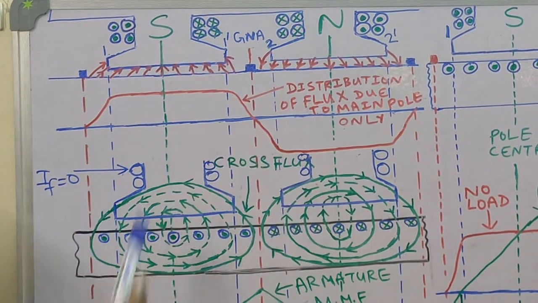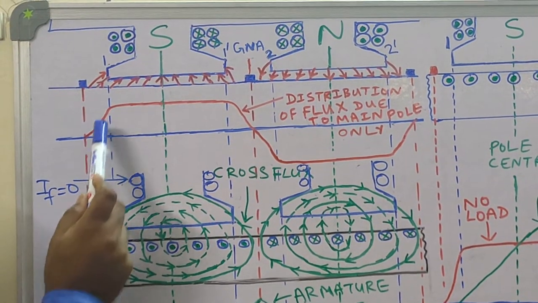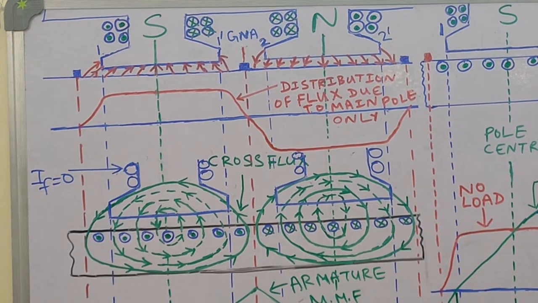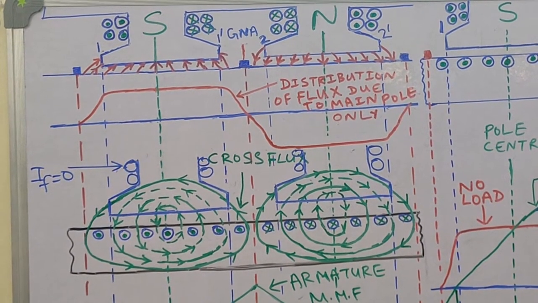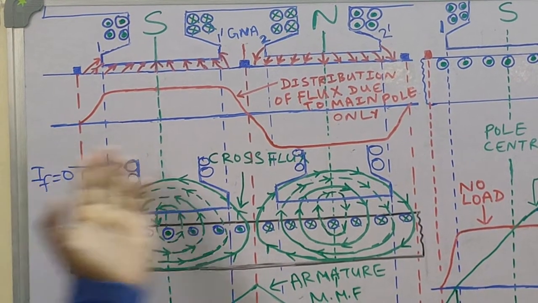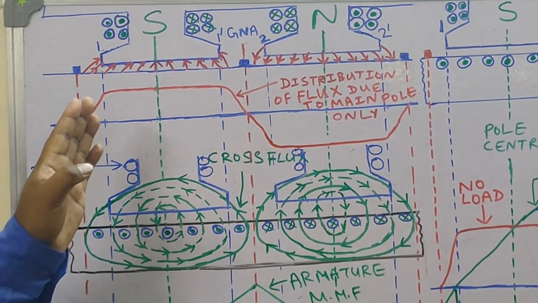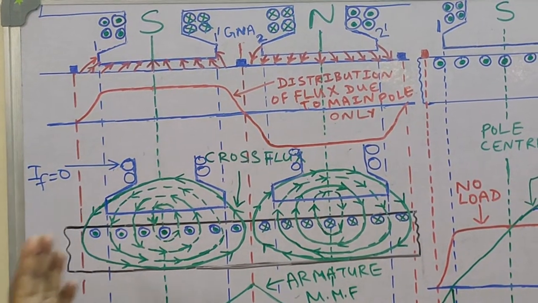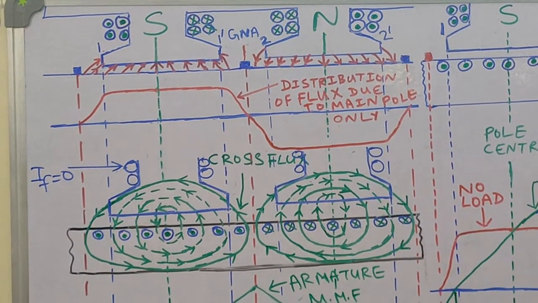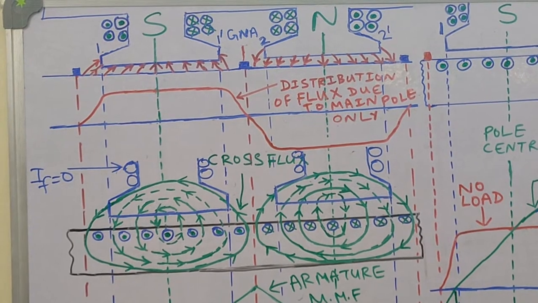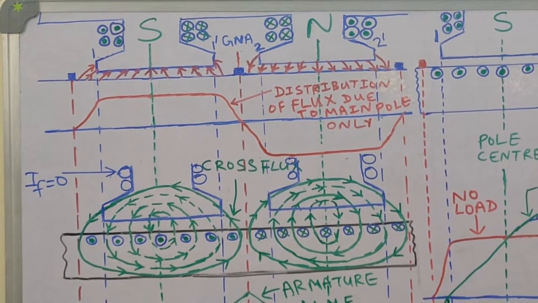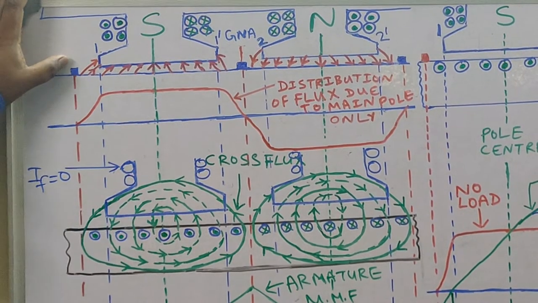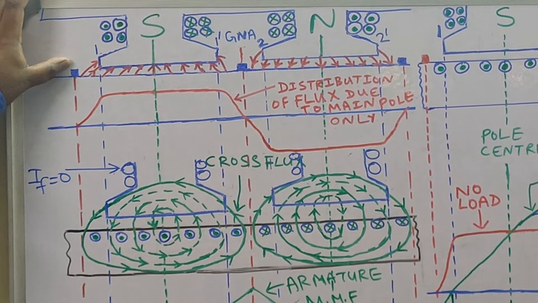So due to the main field pole, the flux distribution along the air gap periphery, that means if an observer moves along the air gap periphery and goes on measuring the strength of the flux in the air gap periphery, and if it is being plotted along the y-axis, the flux strength is plotted along y-axis, and along x-axis we are plotting the space angle theta. That means the space angle theta is the angular distance of a point from some reference axis. So you may choose the brush axis or the interpolar axis or the geometric neutral axis as the reference axis.